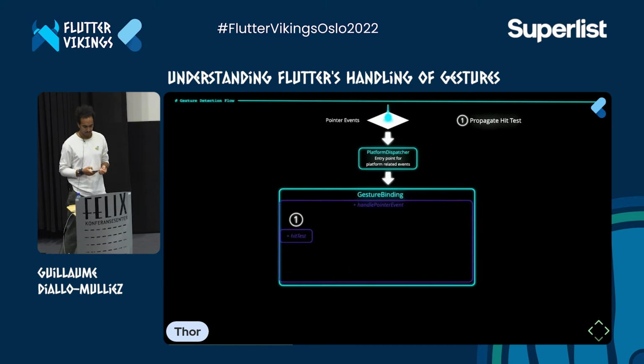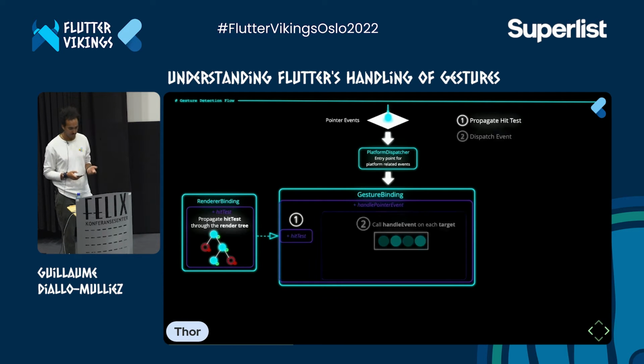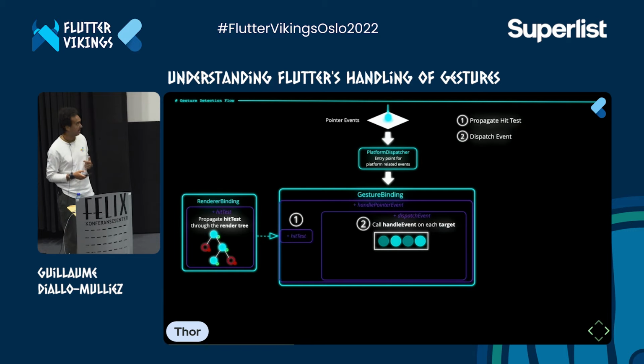So this means that if we come back to our flow, the gesture binding delegates the hit test to the render binding, propagating the hit test all through the tree, and gets at the end a hit test result, which is a list of all hit tested render objects. So once we have this, what do we do with this list? We perform the next part of the handling of the pointer event, which is the dispatch event.